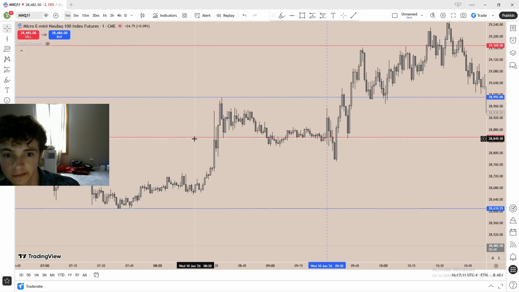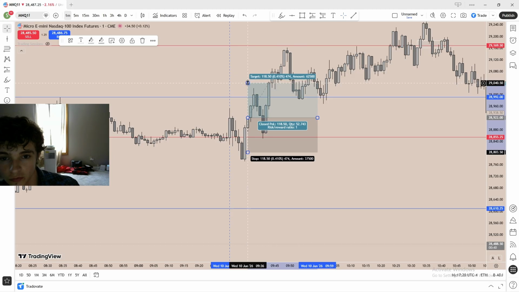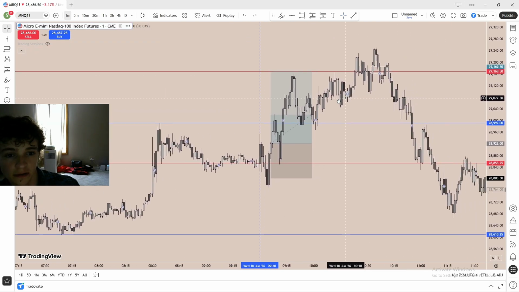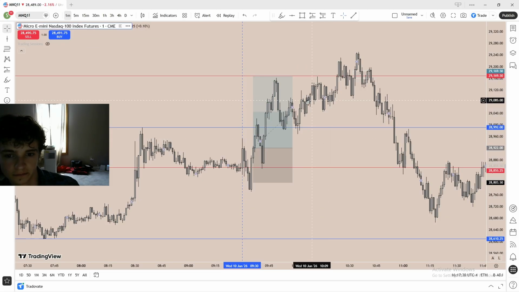So what do we do? We hit this liquidity sweep. We break structure to the upside. You can target Asia highs. Asia highs would have been a long trade though. You would have barely missed it.